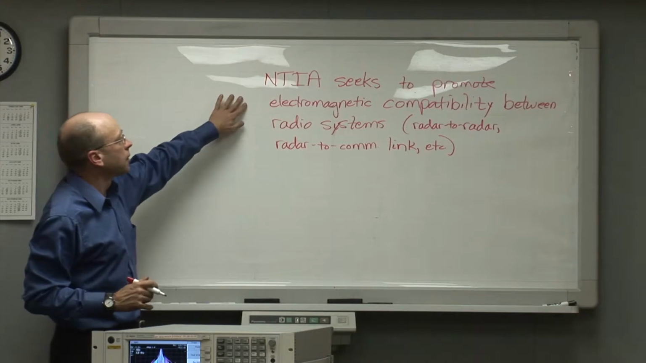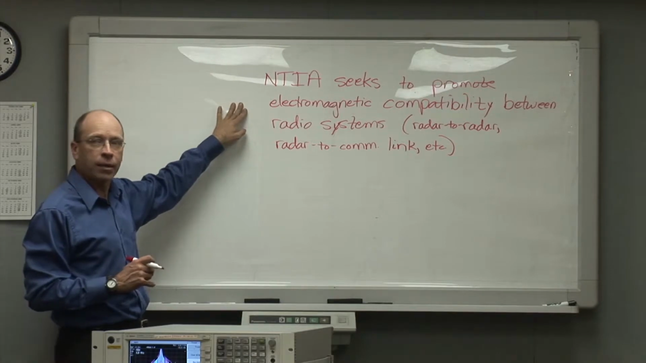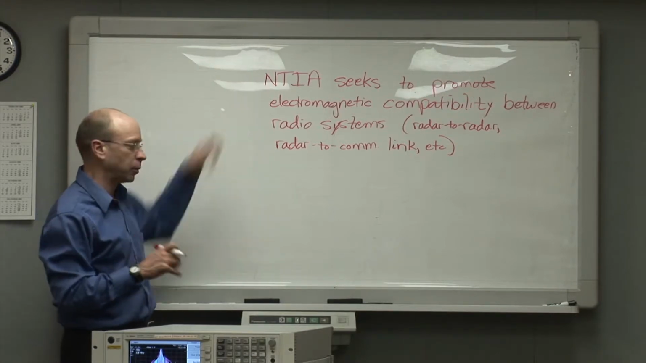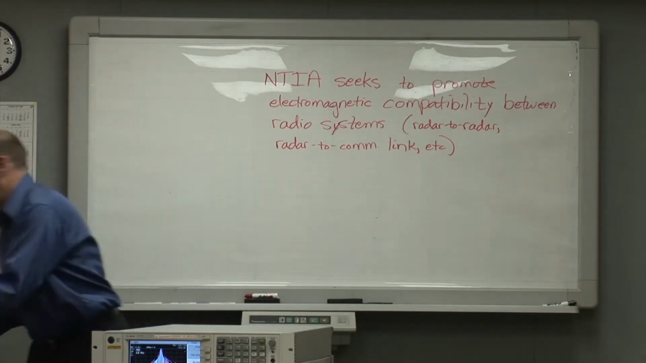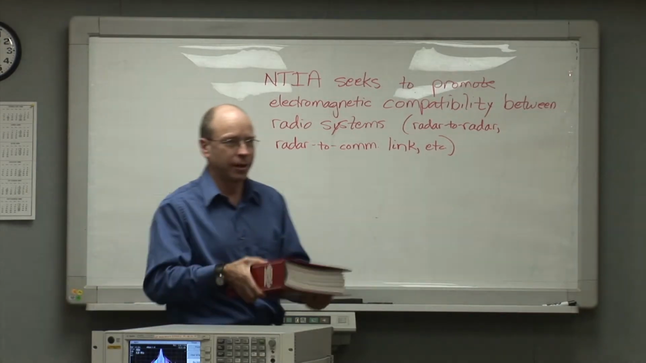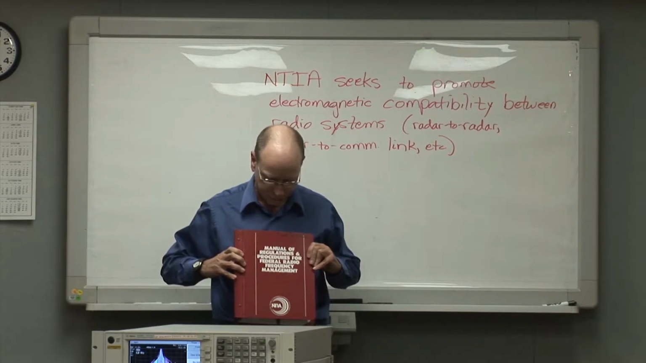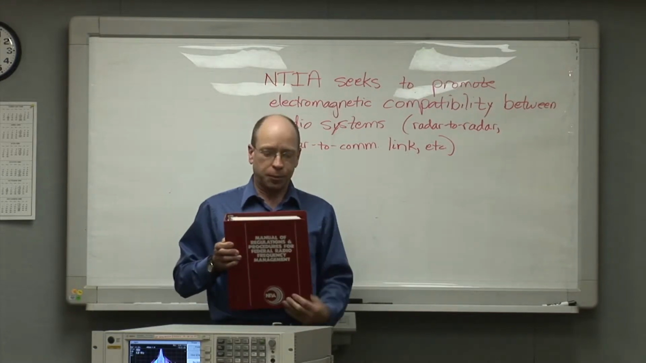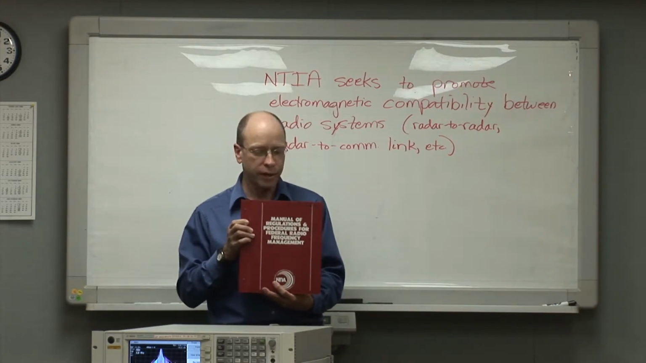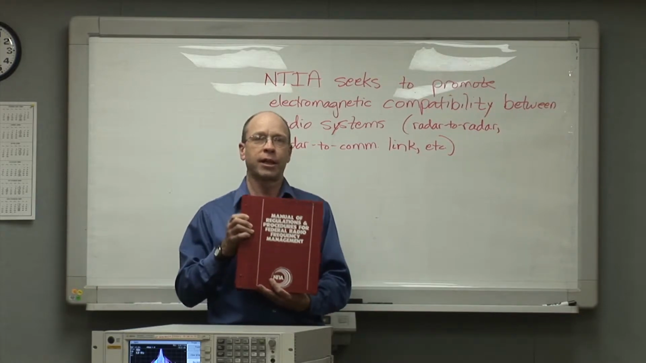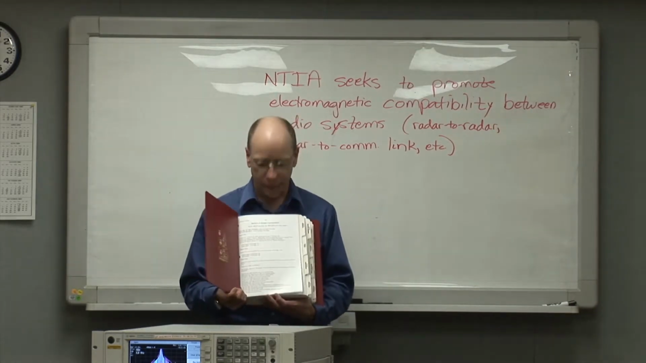And we recognize that absolute compatibility is generally not possible, but we try to make systems as compatible with each other as possible. And in terms of pursuing that compatibility between systems, NTIA has developed the so-called Redbook, the Manual of Regulations and Procedures for Federal Radio Frequency Management. This book is available online at the NTIA website, ntia.doc.gov, and specifically there's a sublink for the Office of Spectrum Management where I believe you can currently find this book. And this book is very much of an engineering manual.